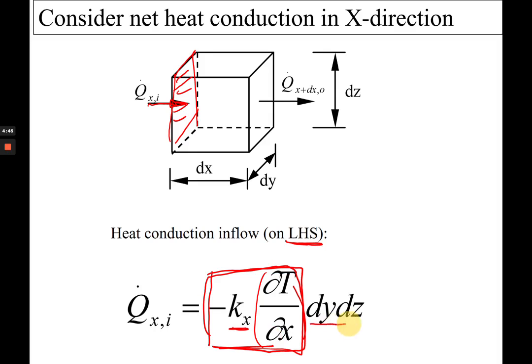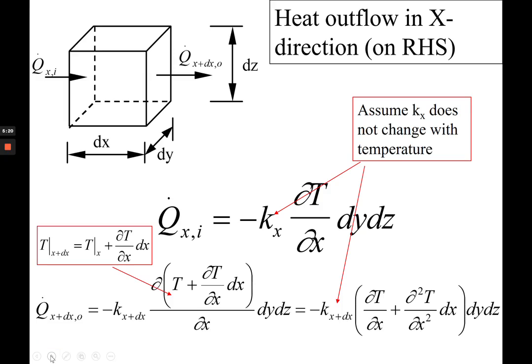We then multiply this by the area of this little block, which is y times z, because that's perpendicular to the x direction. That's how much heat is flowing into the body from the left-hand side. Let's now see how much goes out of the body from the right-hand side, which is linked to the left-hand side term, but with a changed temperature.